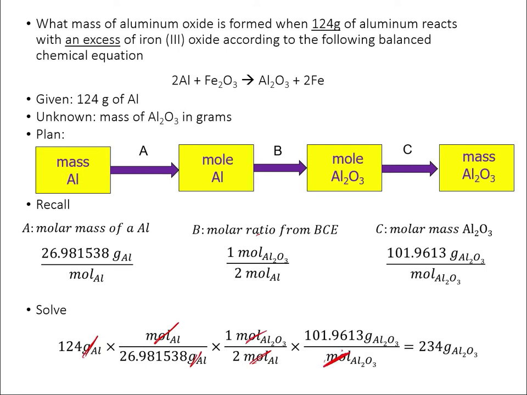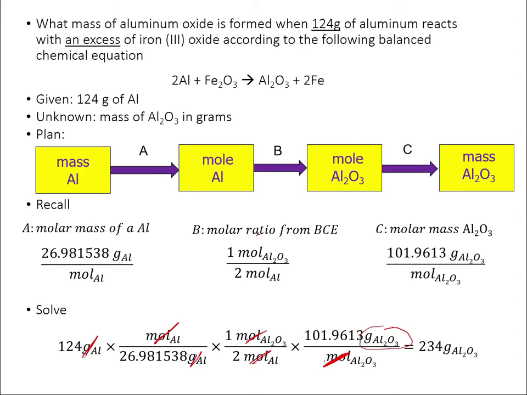So it's all about the dimensional analysis, making things cancel. We end up with the only unit left on the board is the grams of aluminum oxide, which is what we're solving for. So we do the math, 124 divided by 26.9 times 1 divided by 2 times 101.96, and what we get is a mass of 234 grams of aluminum oxide. Could be formed when we take 124 grams of aluminum and react it with an excess of iron oxide.